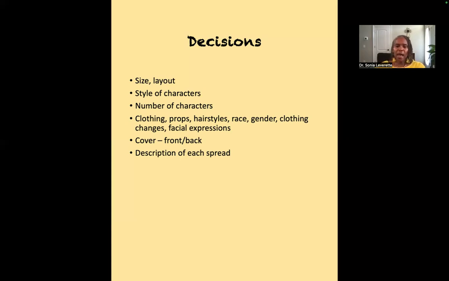What will the clothing look like? What types of props do you want? How do you want the character's hair to look? What race do you want? Do you want many races, or do you just want one race? Do you want all girl characters, or do you want an entire family? What type of clothing will they wear, and will they change clothing in every scene? You have to think about the fact that all of this takes time, and making these changes as you go frustrates the illustrator and prolongs the job.